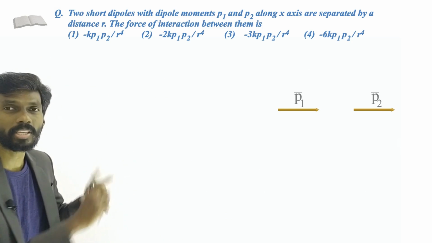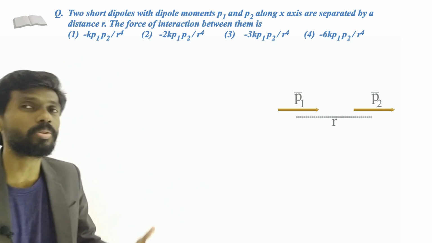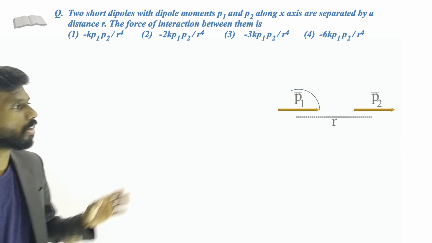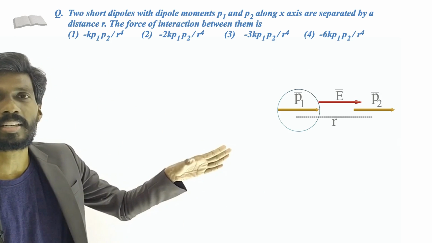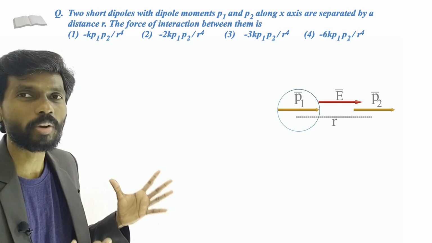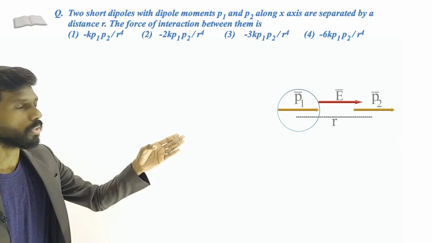We have two dipoles here, but they have the same axis. We have to find the force on one of these dipoles due to the other one. You can find the force on that dipole due to this dipole, or the force on this dipole due to the other dipole, because they have the same magnitude. The directions may be different. So let us find the force on one of these dipoles due to the other one.